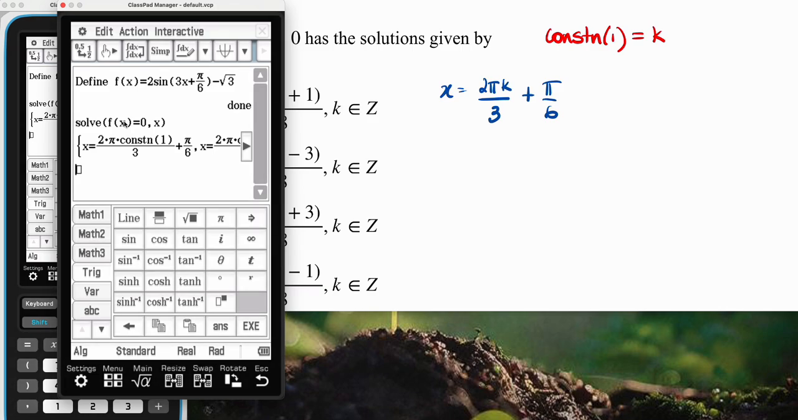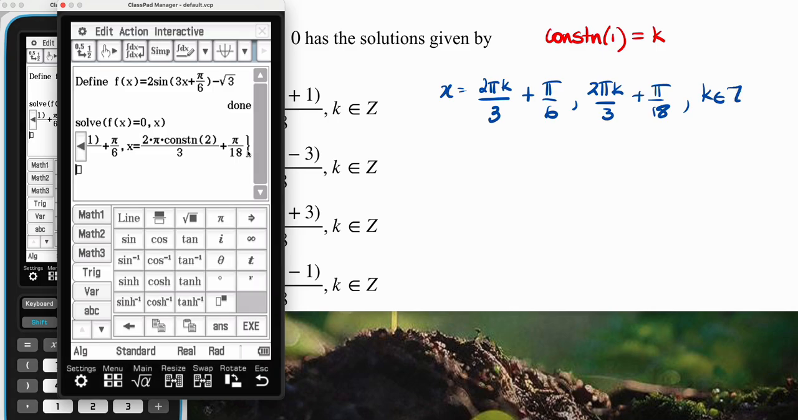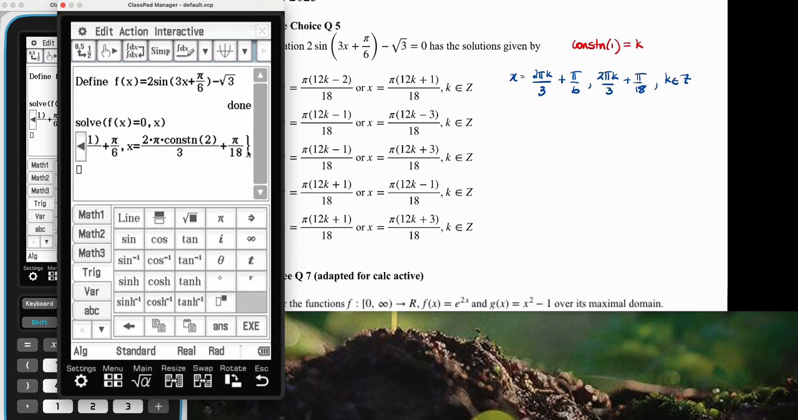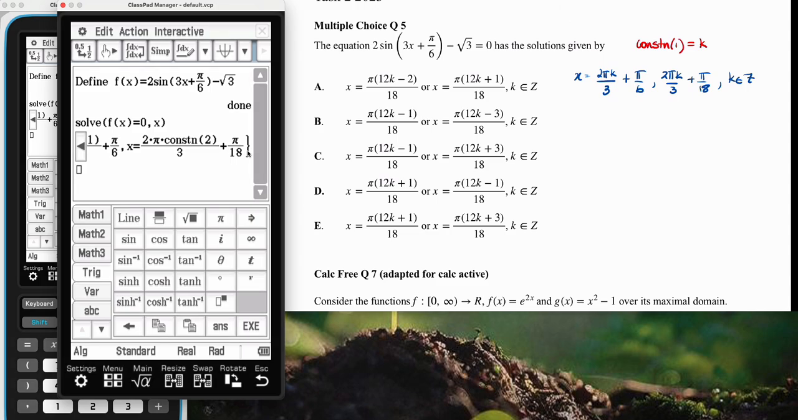So you needn't be frightened about it at all. In fact, it gives you the answer: 2 pi k over 3 plus pi over 18. So that's the answer. If you ever need to use that for an analysis question, there you go. We've done the general equation.